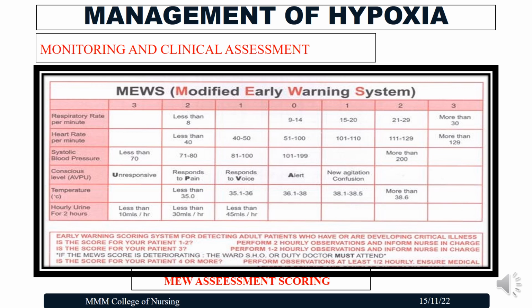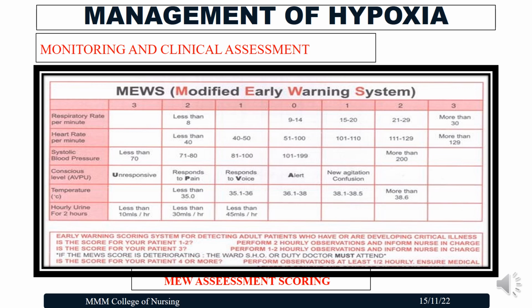An early warning scoring system for detecting adult patients who are developing any critical illness. If the score of the patient is 1 to 2, perform second hourly observation and inform the nurse in charge. And if the score of the patient is 3, perform hourly observations and we need to inform the in charge. Or if the MEWS score is more than 4, then immediately we have to inform the doctor on duty and perform observation at least half hourly to ensure medical help for the patient.